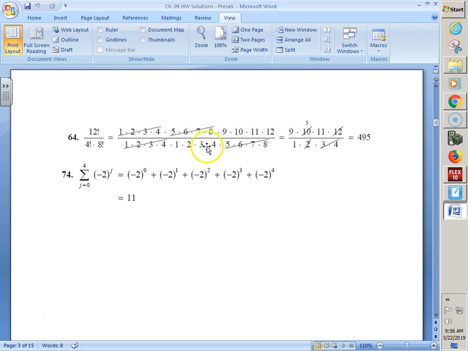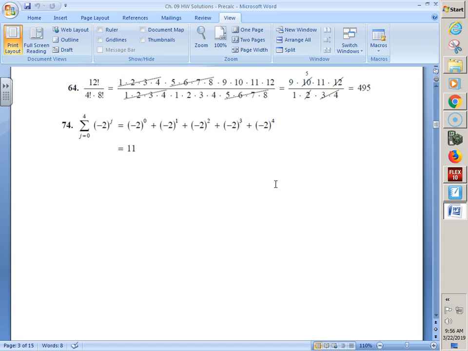495. Or you could have done the 3 with the 9 and the 2 with the 10 and the 4 with the 12. There are many different ways, but either way you're reducing. If you did it that way, 3 and 9, that'd be a 3, and then a 5, and then a 3, which would have been 15, 45, and 11. Oh yeah, same thing, 495. So there are a lot of different ways of breaking it down, but either way, 495.